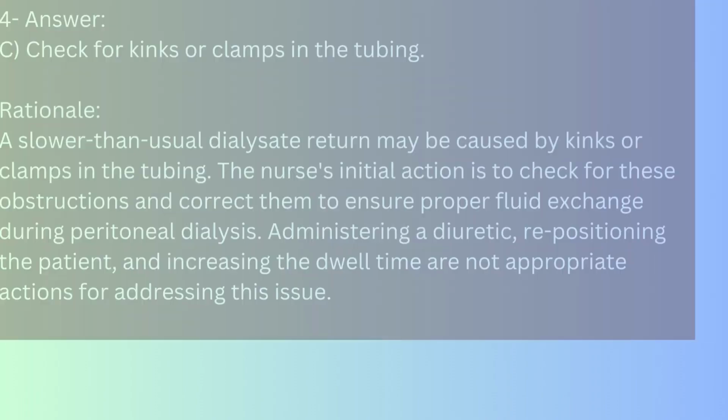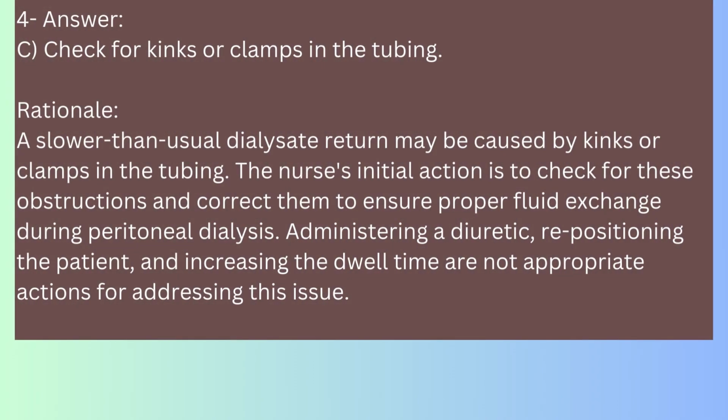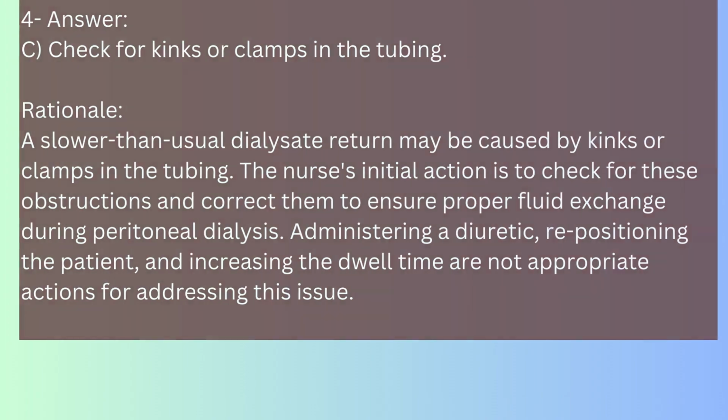Answer 4. C. Check for kinks or clamps in the tubing. Rationale: a slower than usual dialysate return may be caused by kinks or clamps in the tubing. The nurse's initial action is to check for these obstructions and correct them to ensure proper fluid exchange during peritoneal dialysis. Administering a diuretic, repositioning the patient, and increasing the dwell time are not appropriate actions for addressing this issue.